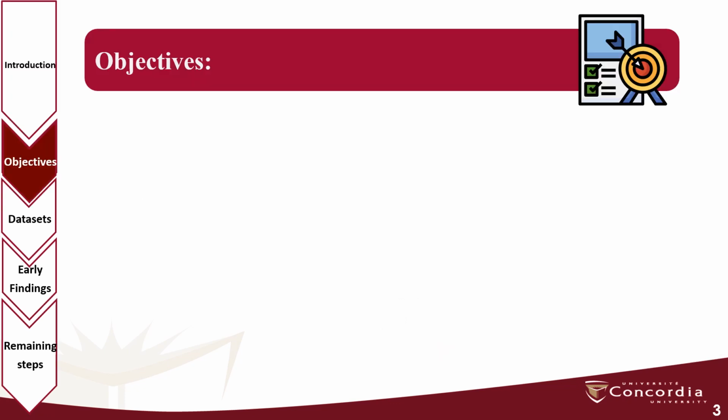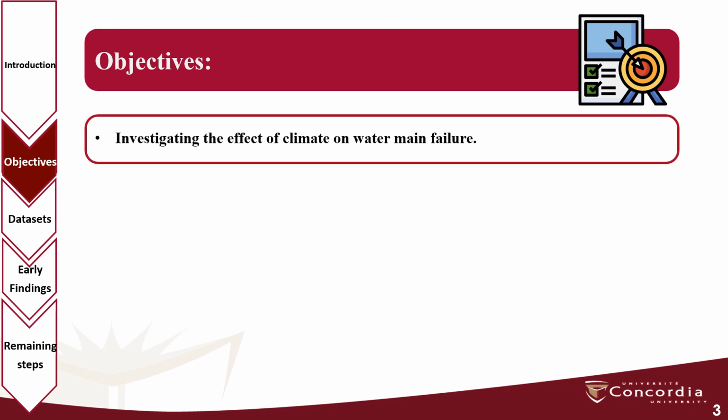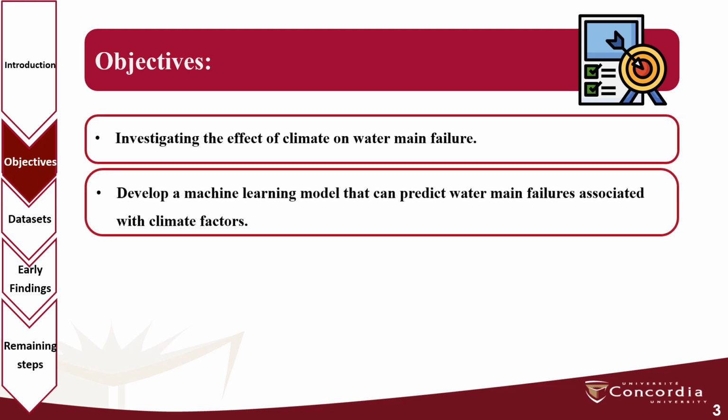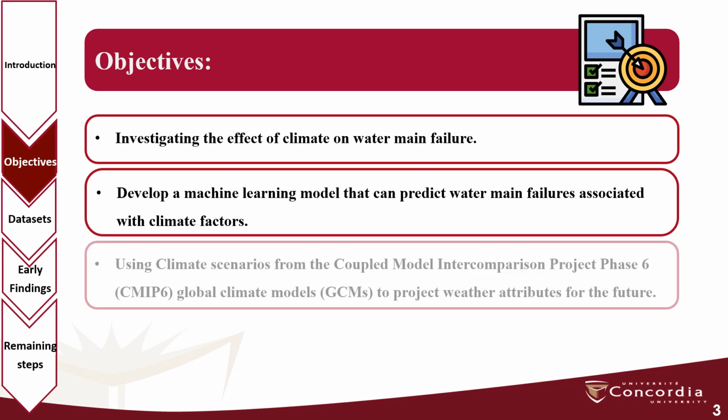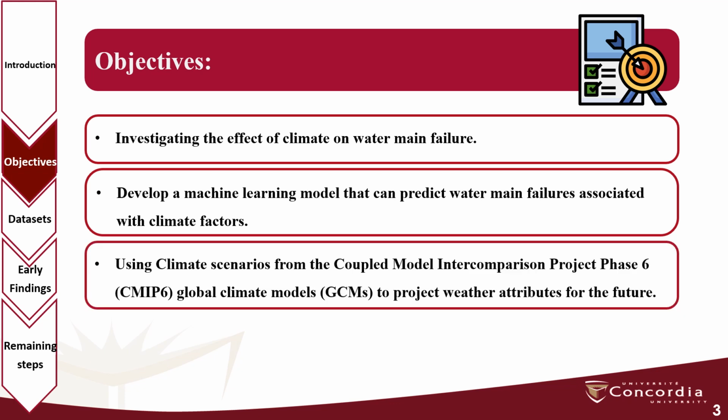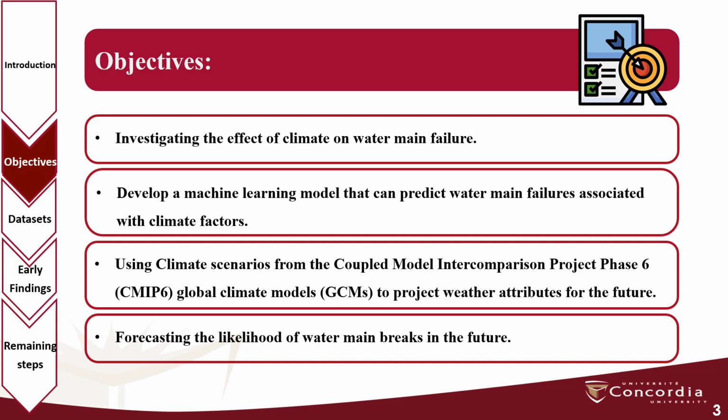In this project, first, the effect of climate on water main failure will be investigated. Then a machine learning model will be developed to predict water main failures associated with climate factors. Also, future weather attributes will be projected. Finally, water main failures will be predicted in the future based on the final models.